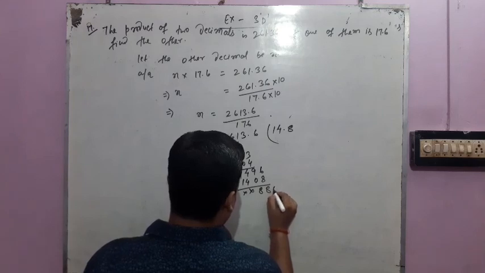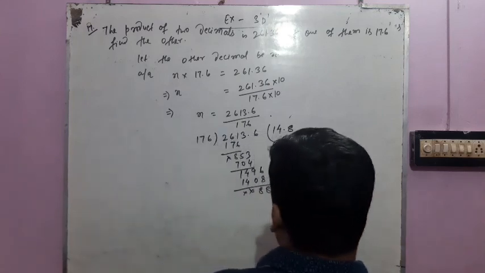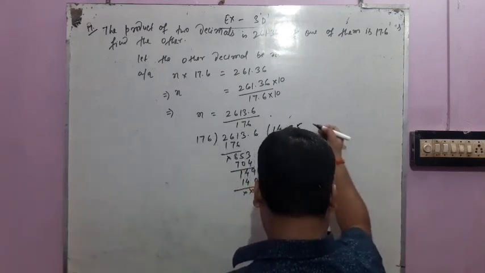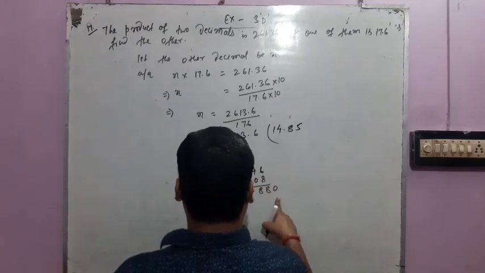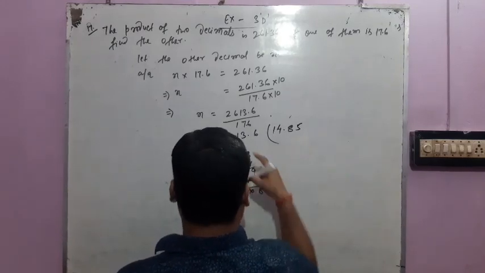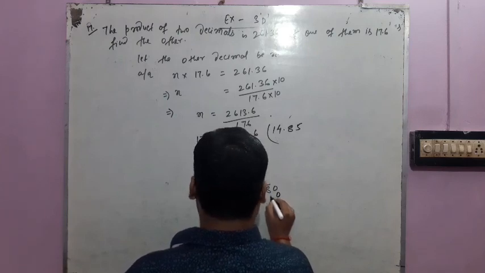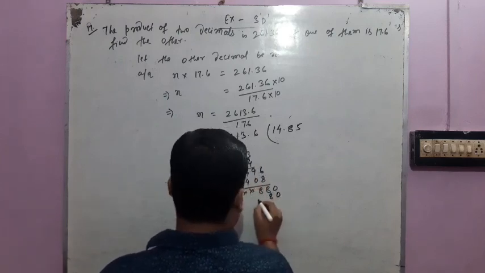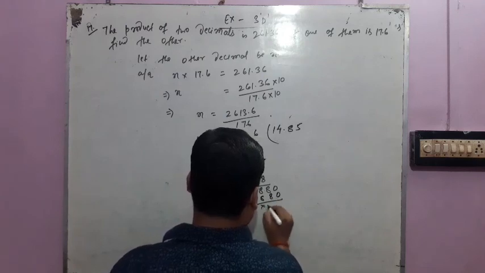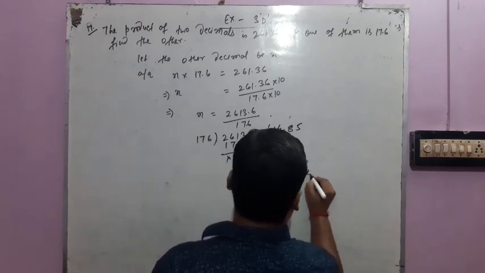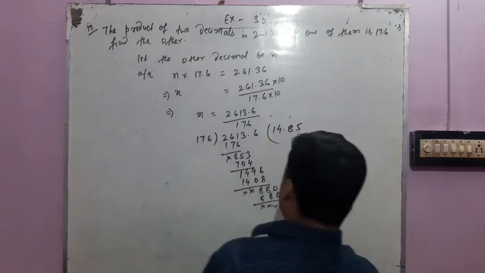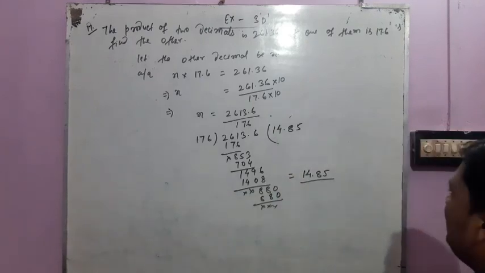Now what will we take? We will take here 0. Now 176 5s are 880. So the result will be here 14.85. The other decimal will be 14.85.